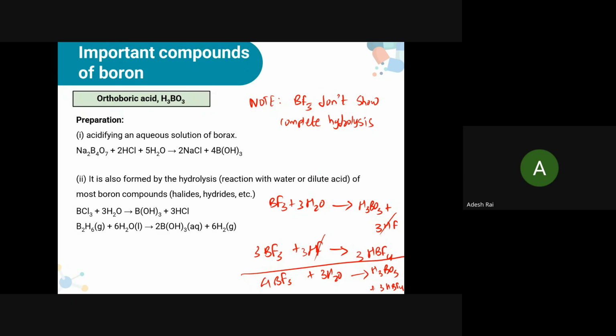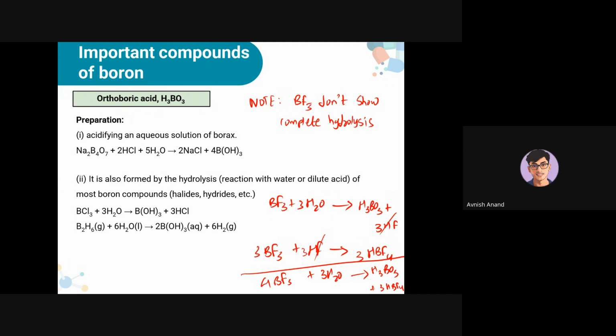Now if you see the product, the ratio is 1:3. For 3 water molecules, we end up with 1 boric acid. Therefore, in case of BF3, we say that it does not undergo complete hydrolysis. Just remember this note and the reaction. Is that clear to everyone?